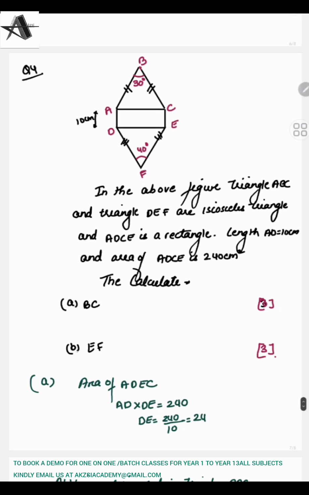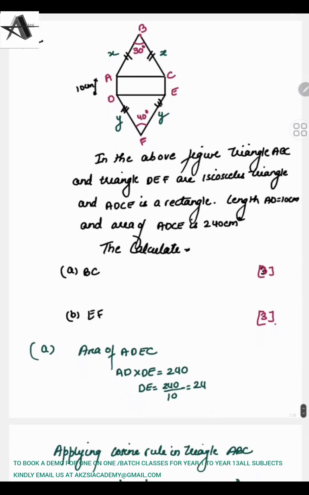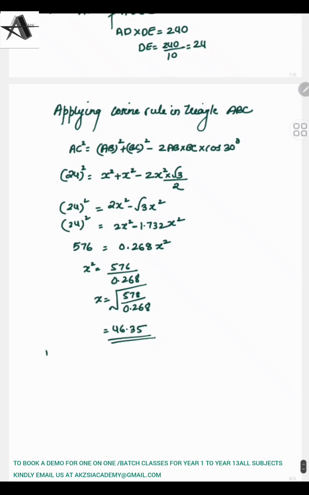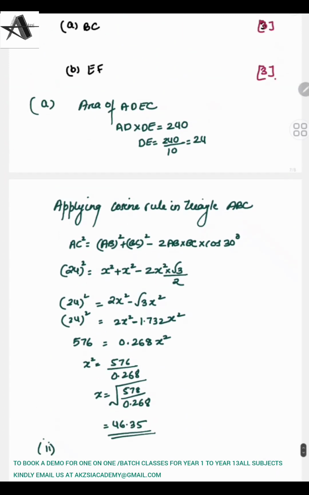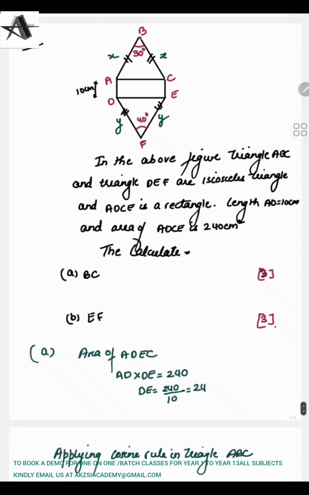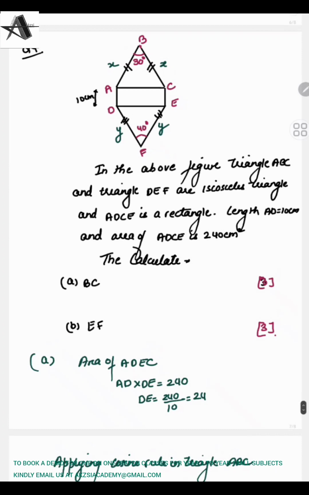Now next you have to calculate EF. Similar kind of thing we have to apply here. The only difference is, let me say these sides be y and y. If we assumed x and x before, the only difference now is that instead of cos 30, it's going to be cos 40. So for the second part, the same thing, we have to calculate EF. Instead of writing EF, I'm just writing y.